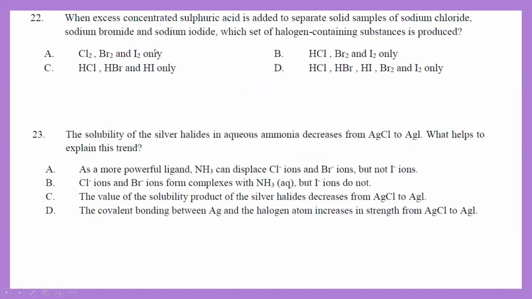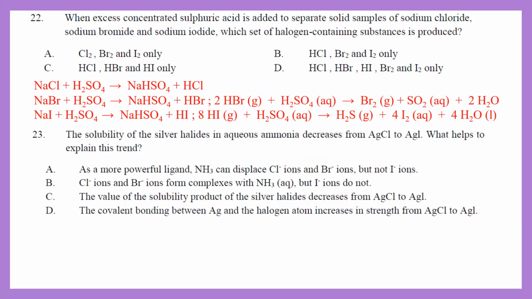When excess concentrated sulfuric acid is added to separate solid samples of sodium chloride, sodium bromide, and sodium iodide, which set of halogen-containing substances is produced? So you add NaCl to H2SO4, you form NaHSO4 and HCl, so you form HCl.